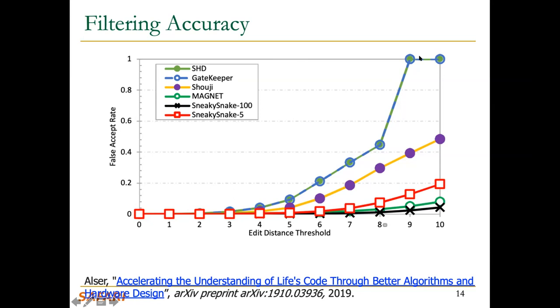You can see, for example, Gatekeeper at a distance threshold of 9 or 10, they don't reject anything. So they accept basically everything, so they have a false accept rate of 100%. And Shouji is somewhere in the middle. But they still all perform very well up to 5%, which is the typically used distance threshold. So we normally use somewhere around 5% of the sequence length.